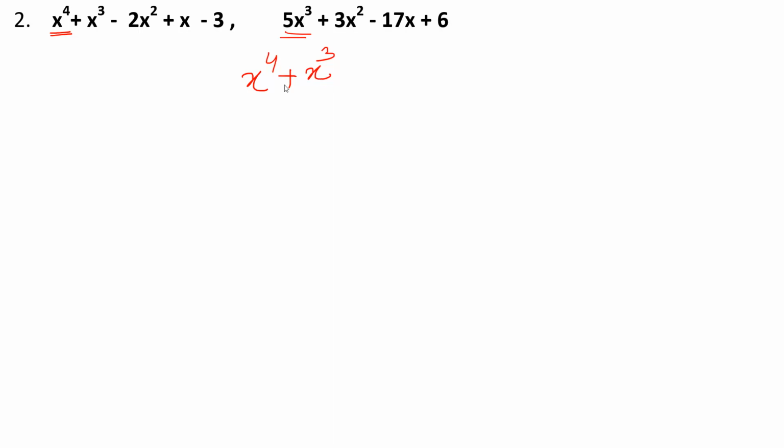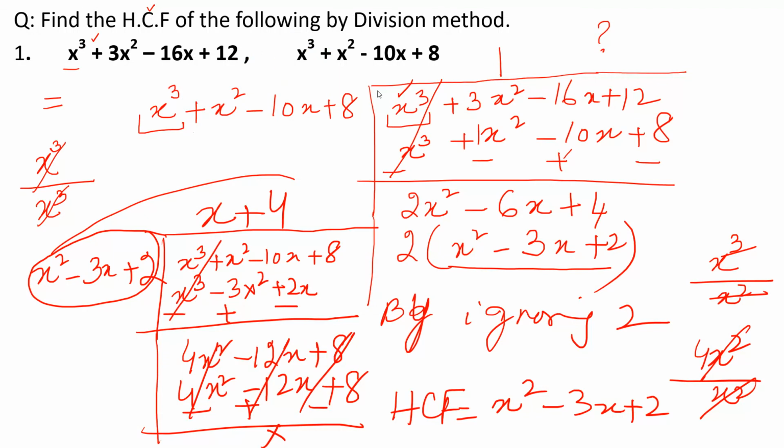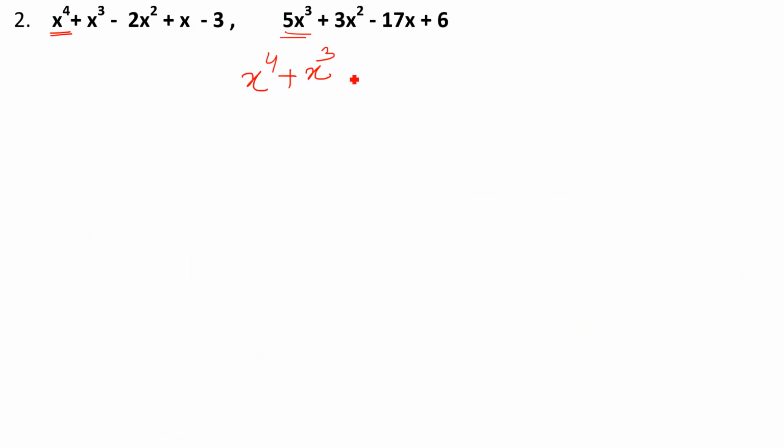In the last question, we both were same. So that is why either one can go as a dividend. So minus 2x square plus x minus 3. You cannot write down this one as a dividend here.